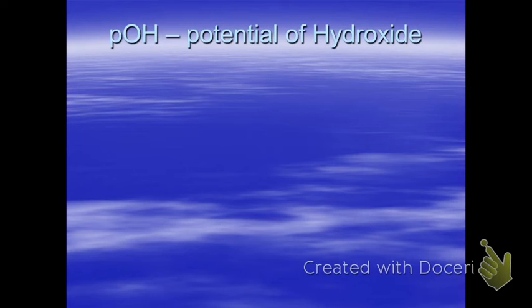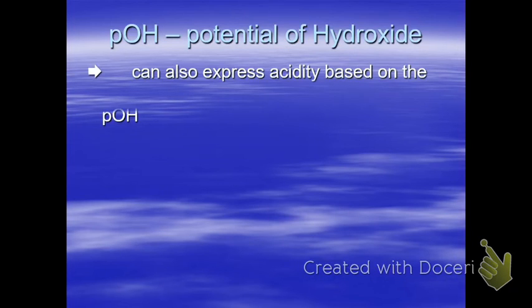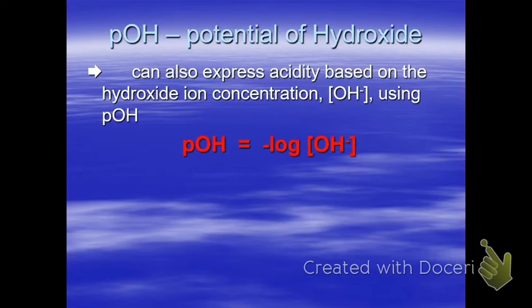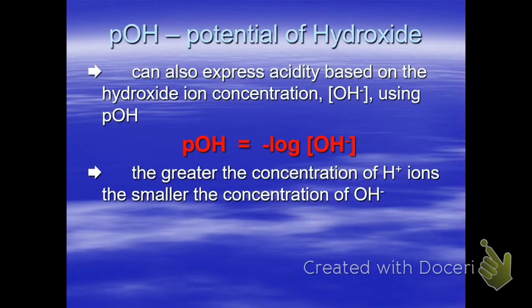Now, this one you may not be familiar with. There is a pH scale. There's also something known as pOH, but it's the same thing, just the opposite. Potential of hydroxide. It has a very similar formula, except instead of doing the negative log of the H+ molarity, it's the negative log of the hydroxide molarity. The more H+ ions there are, the smaller the concentration of OH- will be.